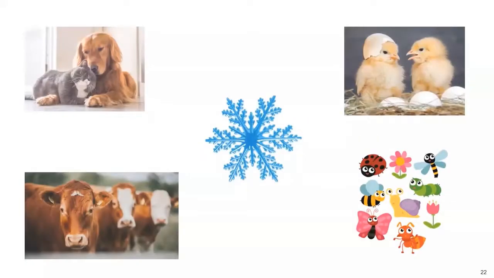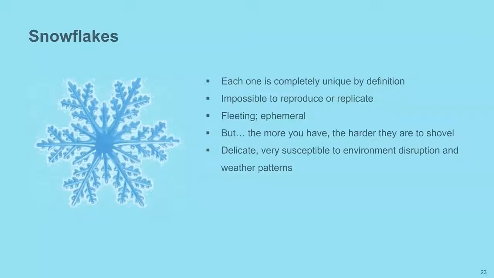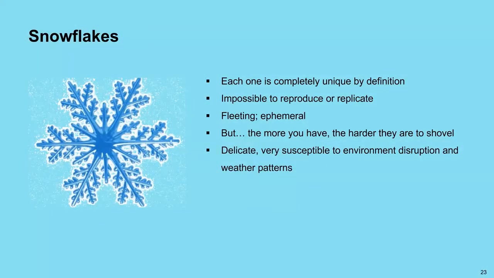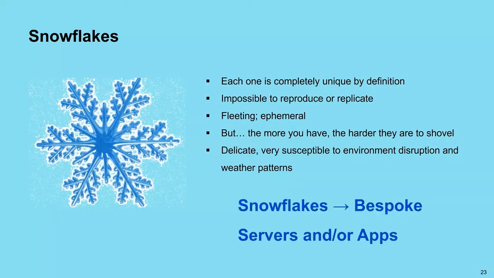So the last one we'll talk about, and this is what we want to try to avoid, are snowflakes. They're individually unique by definition. It's impossible to reproduce or replicate them. They're typically fleeting, fairly ephemeral. The more you have, the more difficult they become to shovel and manage. And they're very delicate and very susceptible to environmental disruptions. So think of snowflakes as bespoke apps or servers which are highly customized, hand-coded, hand-fed, and require tons of maintenance and are very difficult. This is the old world. This is what we want to try to get away from with containers.